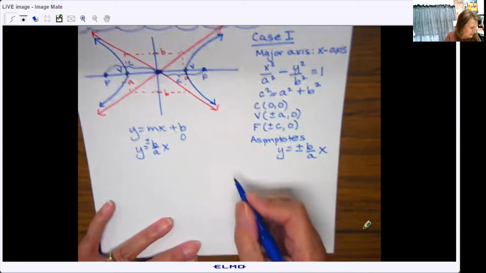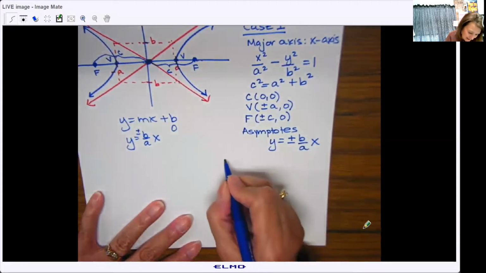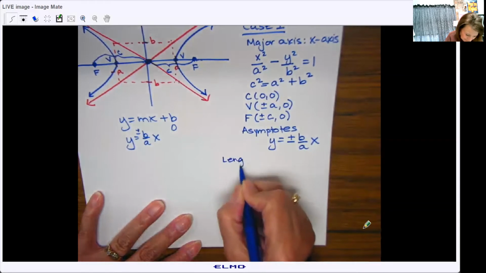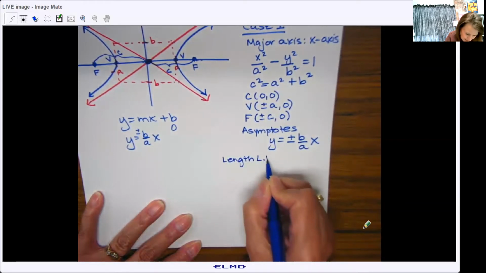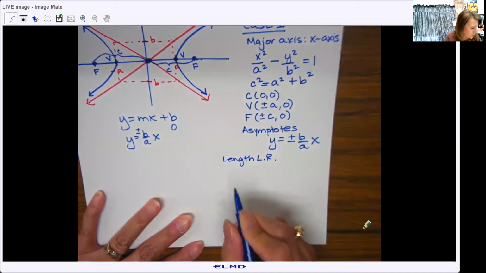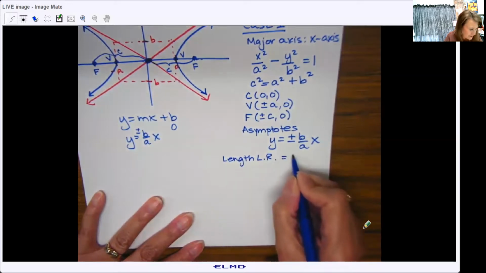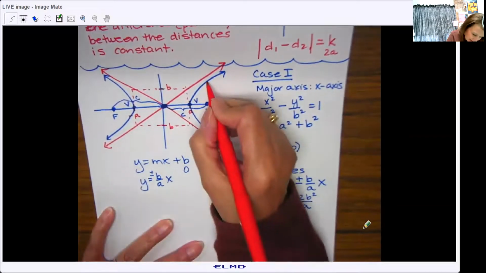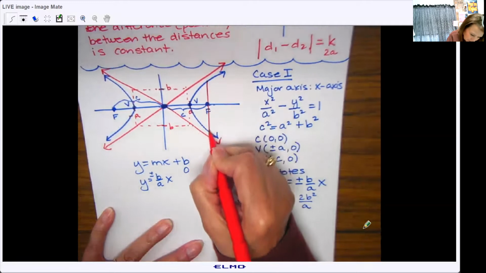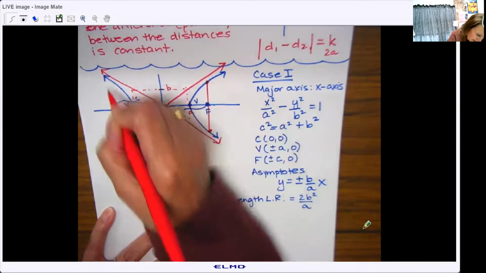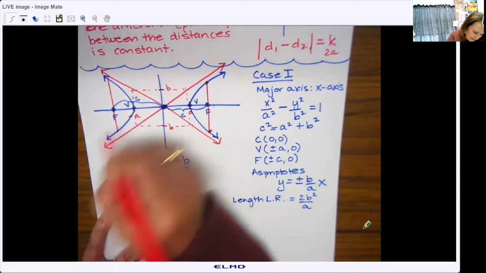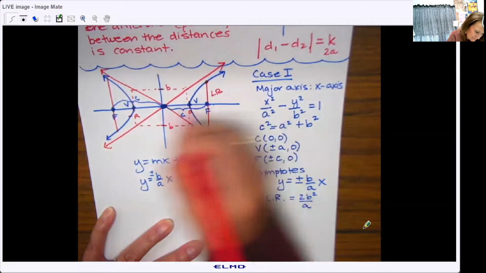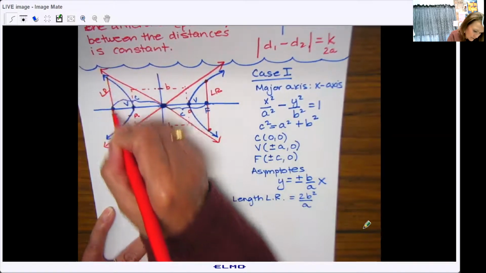All right, let's see what else we have here. The length of the latus rectum. The length of the latus rectum, we've been finding those all week, is still going to be 2b squared over a. So the latus rectum, remember, is the length of the segment that goes through the focus. And so we can find the length of that and the length of that. That's the latus rectum, that whole segment.